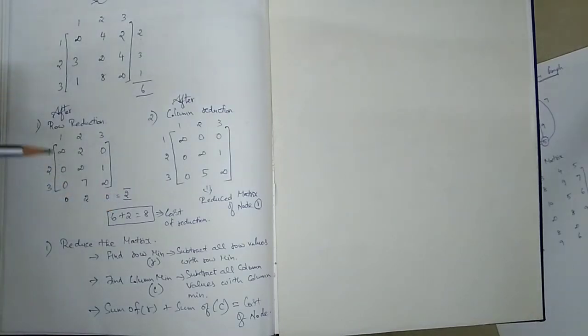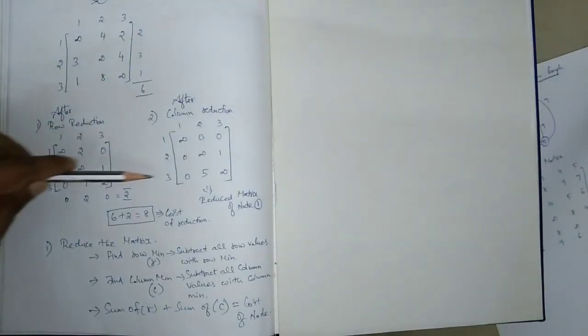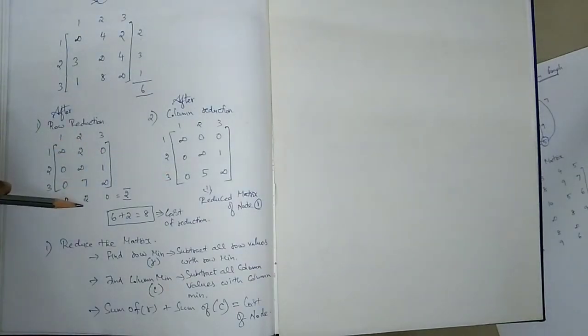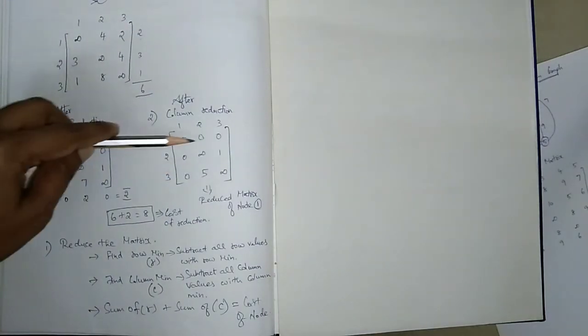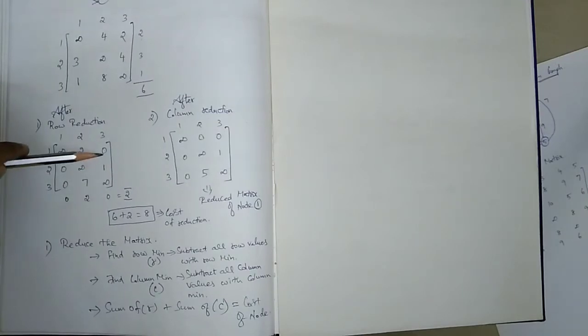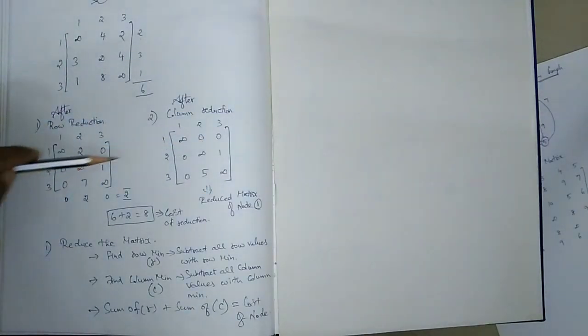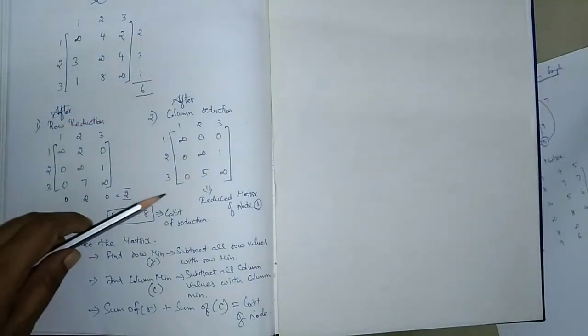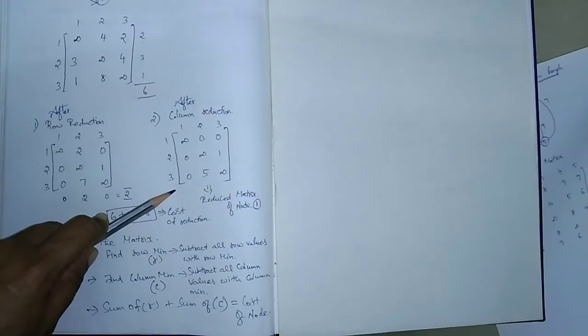Then we have to subtract the least value of every column from all its values. So it is 0. Infinity is written directly. 0 minus 0 is 0. 0 minus 0 is 0. In the second column the least value is 2. So 2 minus 2 is 0. Infinity is written. 7 minus 2 is 5. In the third column the least value is 0. So 0 minus 0 is 0. 1 minus 0 is 1. Infinity is written directly. So this is the resultant matrix after we perform column reduction.